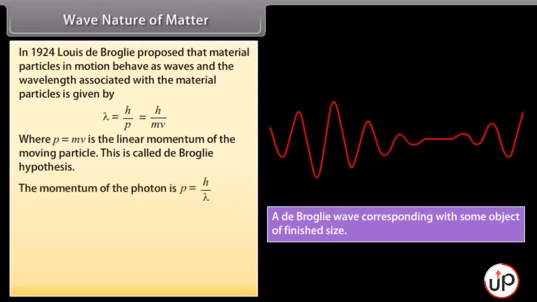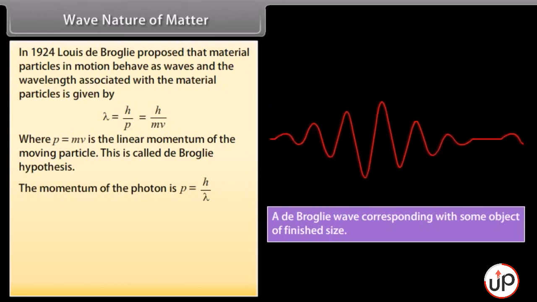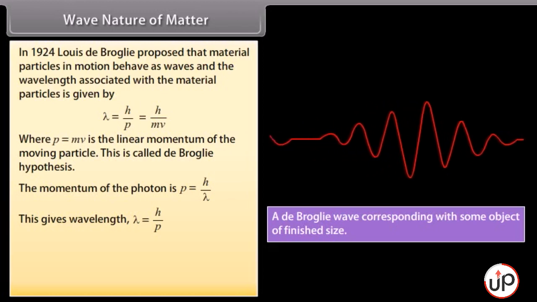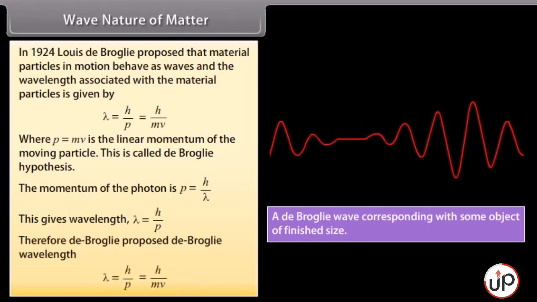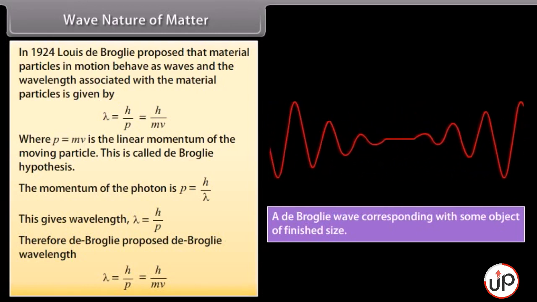The momentum of the photon is p equals h by lambda. This gives wavelength lambda as h by p. Therefore, de Broglie proposed the de Broglie wavelength lambda equals h by p, which equals h by mv.